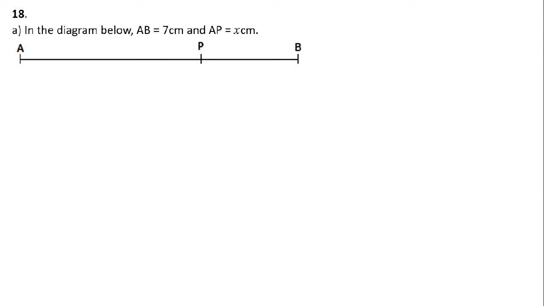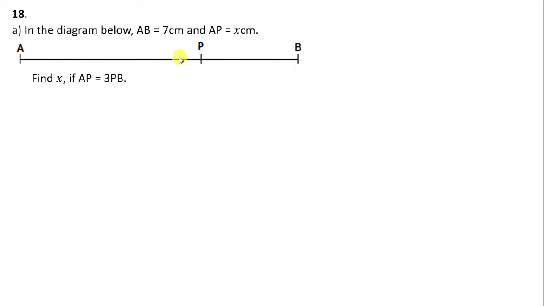Question 18 is saying in the diagram below, AB is equals to 7 centimeters and AP is equals to X centimeters. Find X if AP is equals to 3PB. I'll read that again. In the diagram below, AB, so when you move from A to B, this is 7 centimeters and AP is X centimeters. Find X if AP is 3PB.